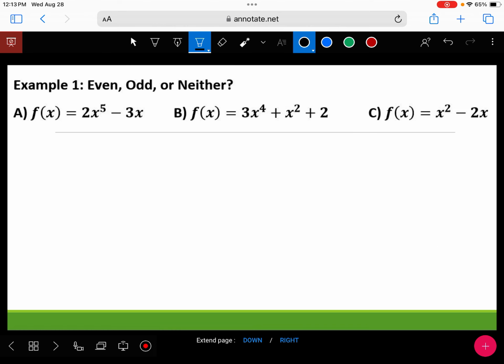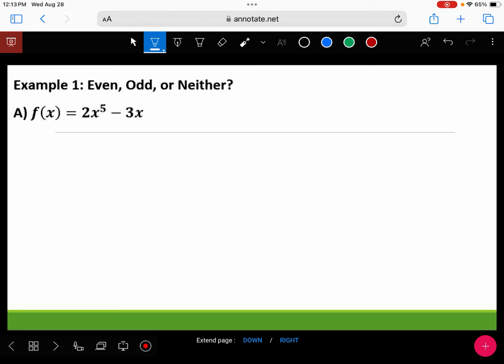All right, so let's go ahead and copy down these 3 questions, and we're going to do our symmetry test. Let's just do one at a time. Copy down A, and then we will simplify it together, and then we'll do B and C separately, because I'm not sure how much space it's going to take you. So let's just look at A.